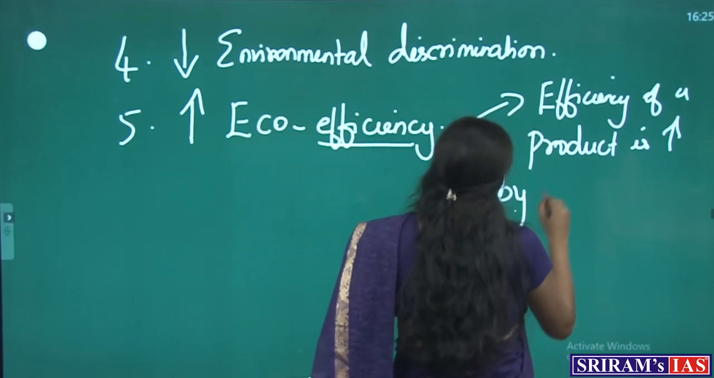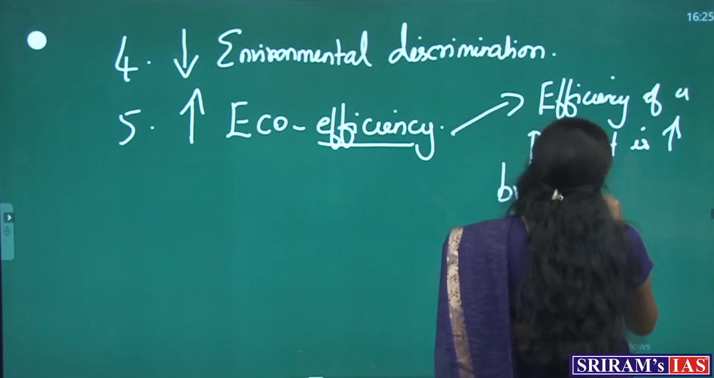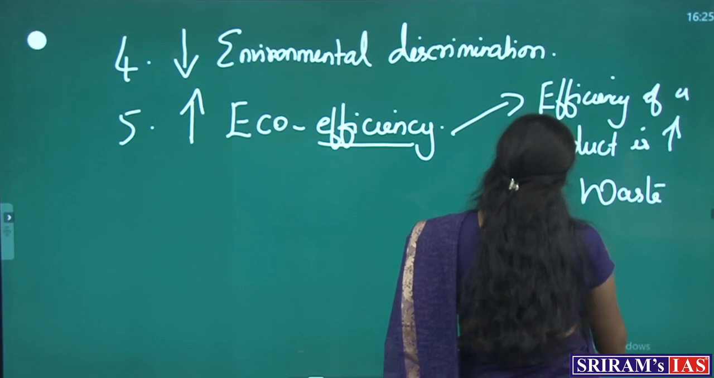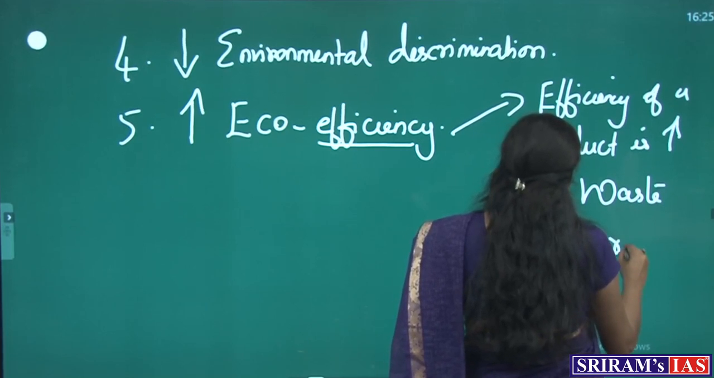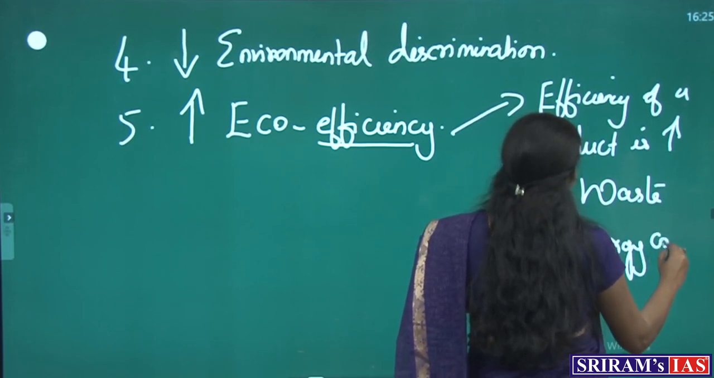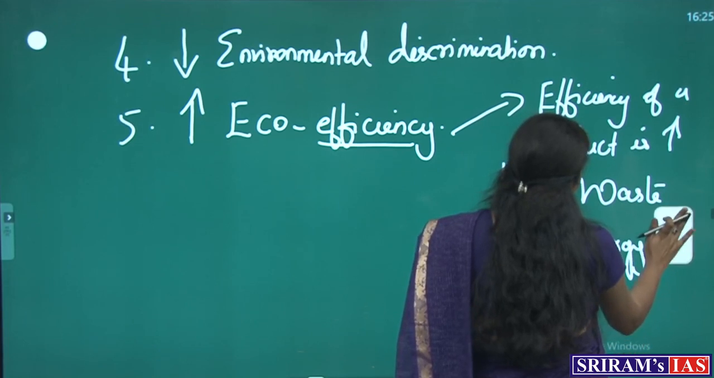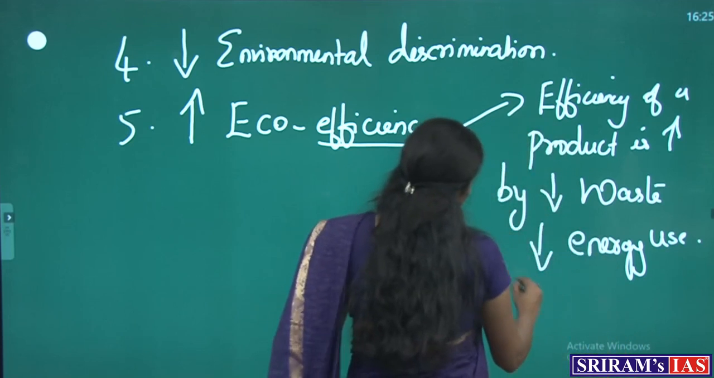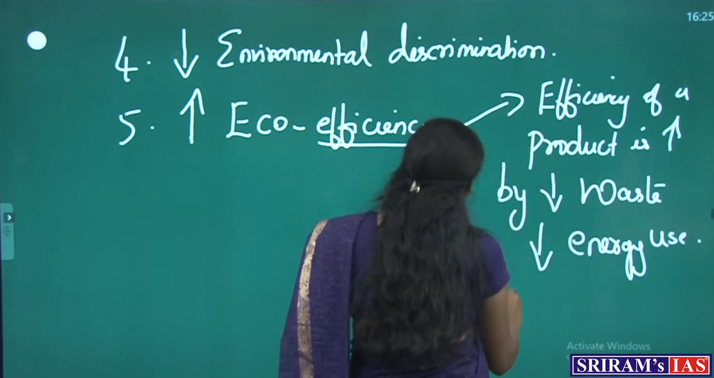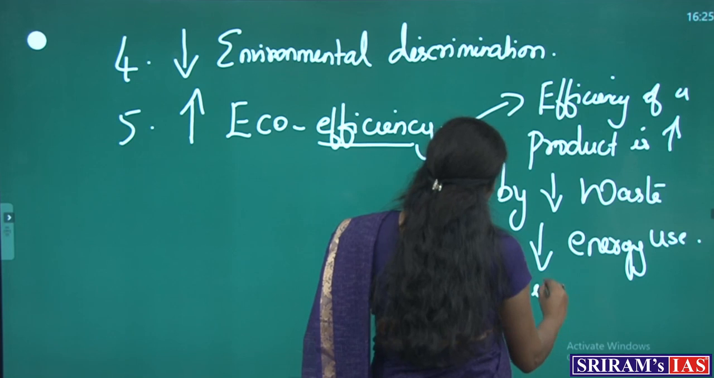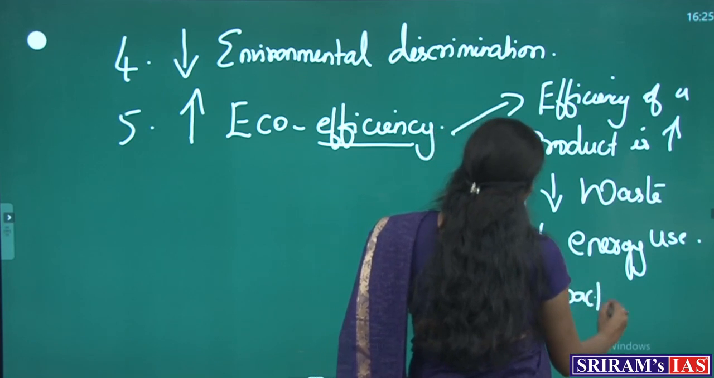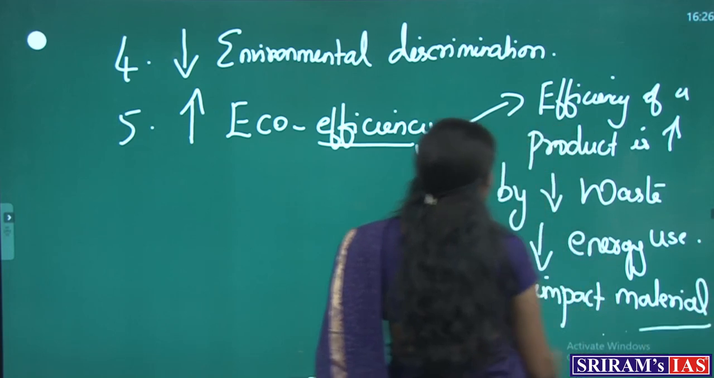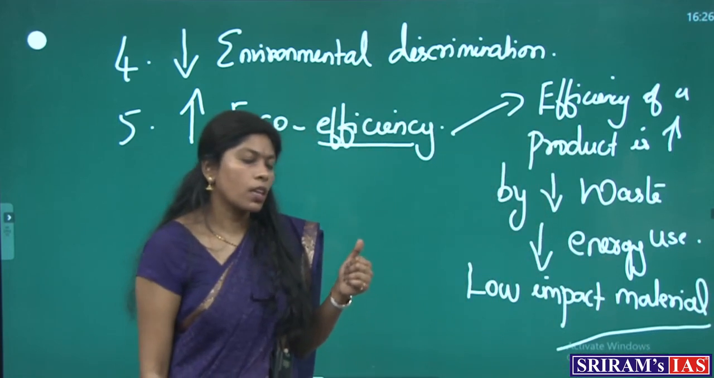By reducing waste, by reducing energy usage, energy consumption, no, to produce the product. I can write reducing energy use, low impact material. This way the eco-efficiency of the product will increase.